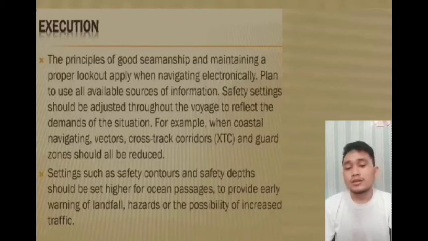For example, when coastal navigating, vectors, cross-track corridors, or XTC, and guard zones should all be reduced. Next, execution settings such as safety contours and safety depths should be set higher for ocean passage to provide early warning of landfall, hazard, or the possibility of increased traffic.